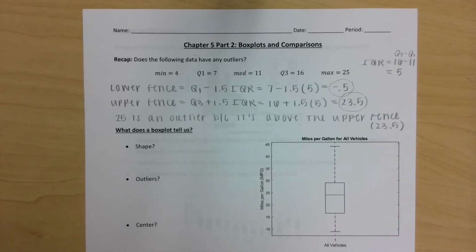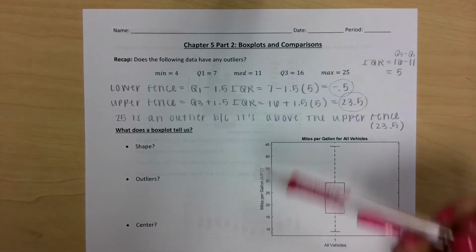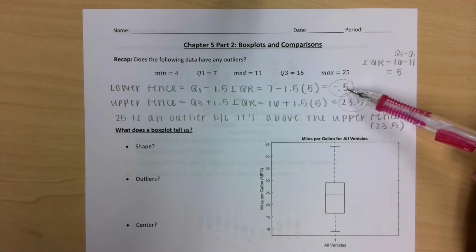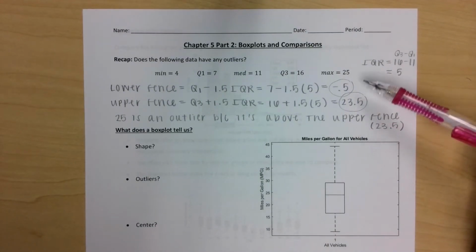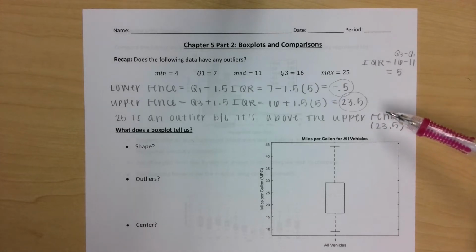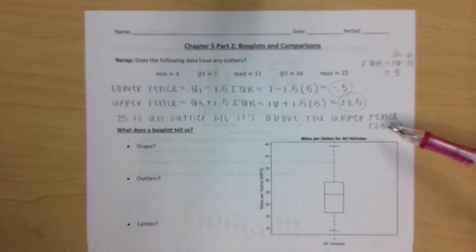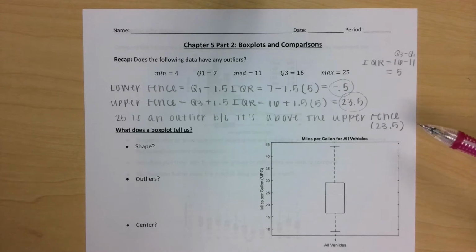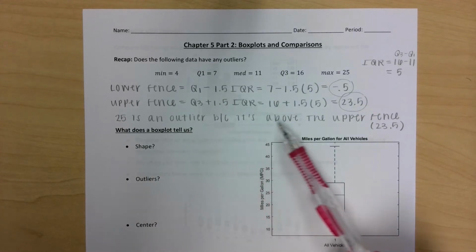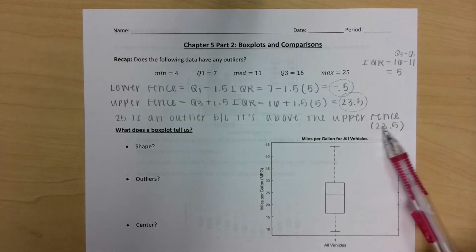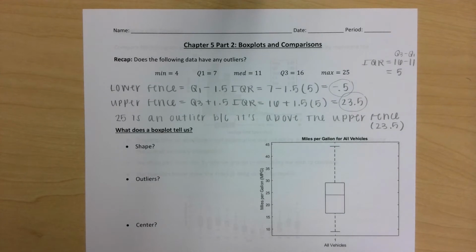At this point now, we will compare our minimum and our maximum to those fences. My minimum is above the lower fence, so it is not an outlier, but my maximum value is above the upper fence, so this maximum would be considered an outlier. You do want to make sure you answer this question in a full sentence, explaining your reasoning. So I said 25, the maximum, is an outlier because it's above the upper fence, which is at 23.5.